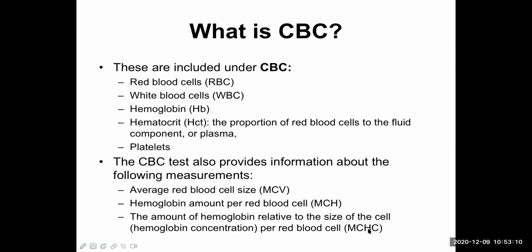Mean corpuscular hemoglobin concentration. Corpuscle means cell. Okay, we're talking about RBC here. Now, the amount of hemoglobin relative to the size of the cell is called MCHC. This is per red blood cell. So this is a relative thing. Remember that. Sometimes, if the size of the cell is smaller, MCHC may be higher in that. And if the size of the cell is bigger, MCHC may be lesser than the normal.